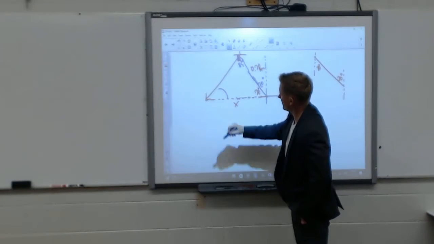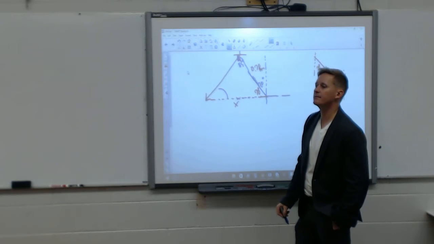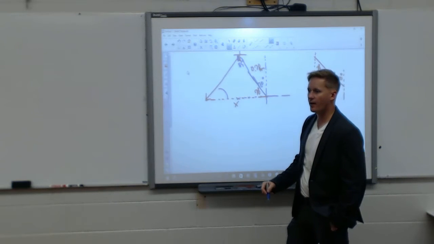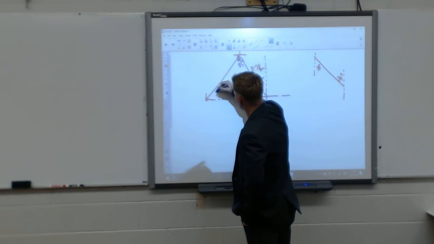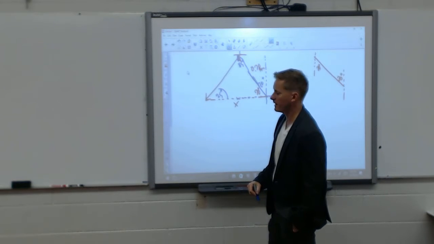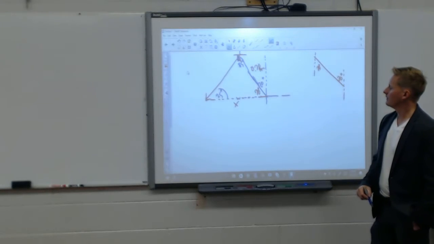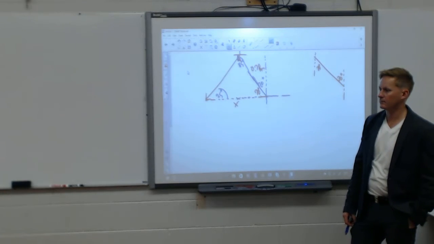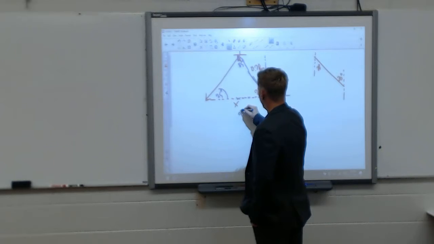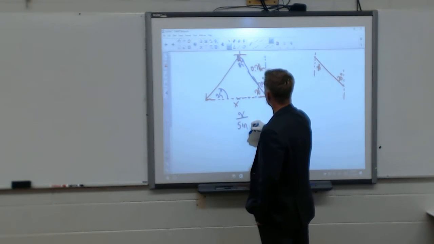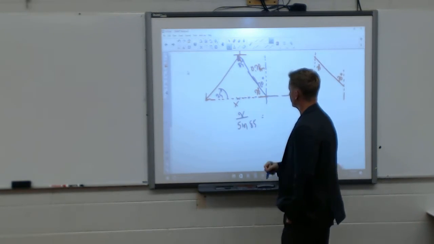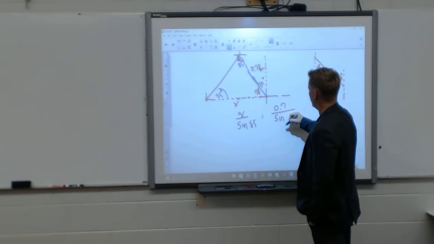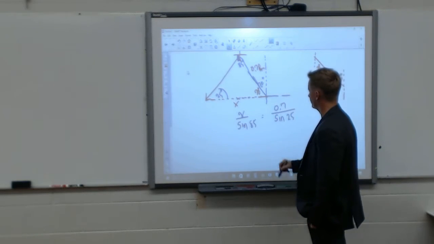What is the measure of this angle right here? 35. What is it? 35. So 70 and 85 give me 155. So that makes this 25. Is that what you said? Yeah. Okay. So how do I find x then? Sine. Sine? x over sine 85 equals 0.7 over the sine of 25.